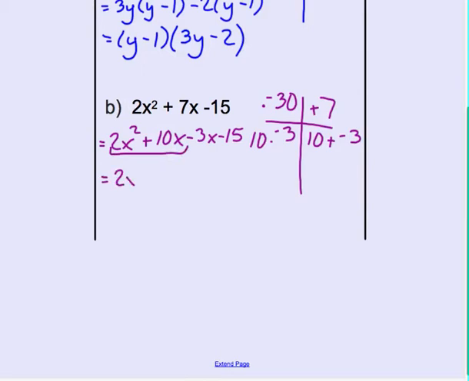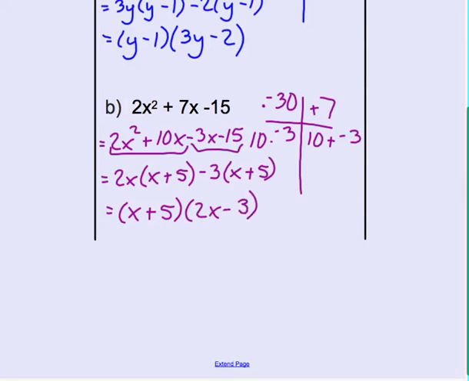First 2 terms have a GCF of 2x. Dividing those out, we get x plus 5. Second 2 terms have a GCF of -3. And again, we have x plus 5 left over, so that's our new GCF, leaving us with 2x minus 3.